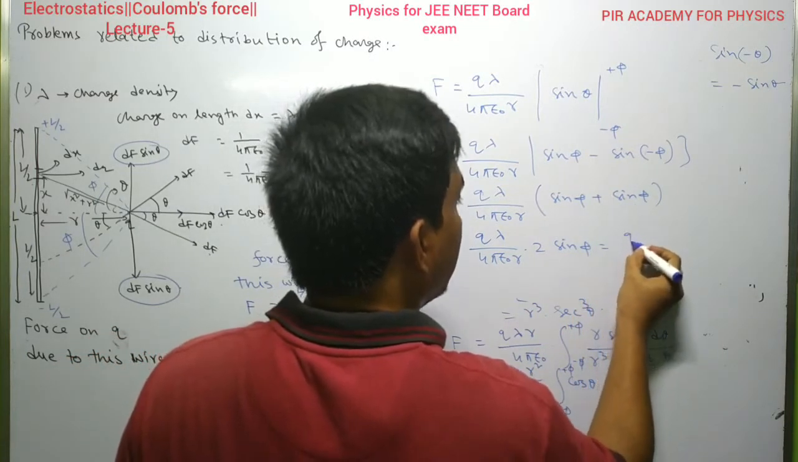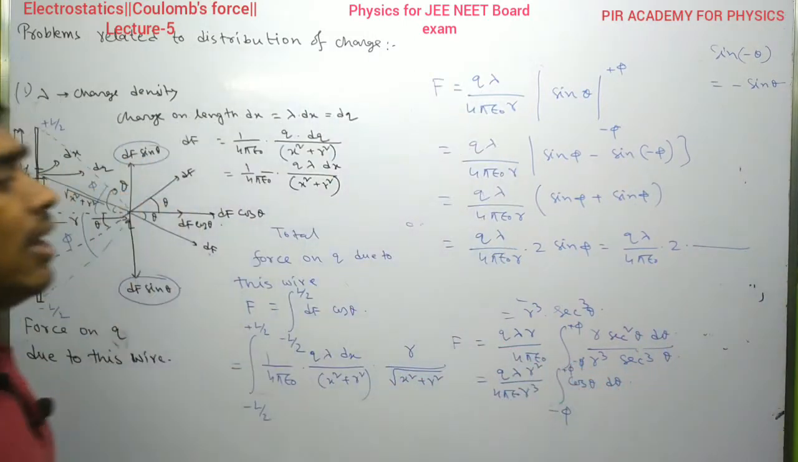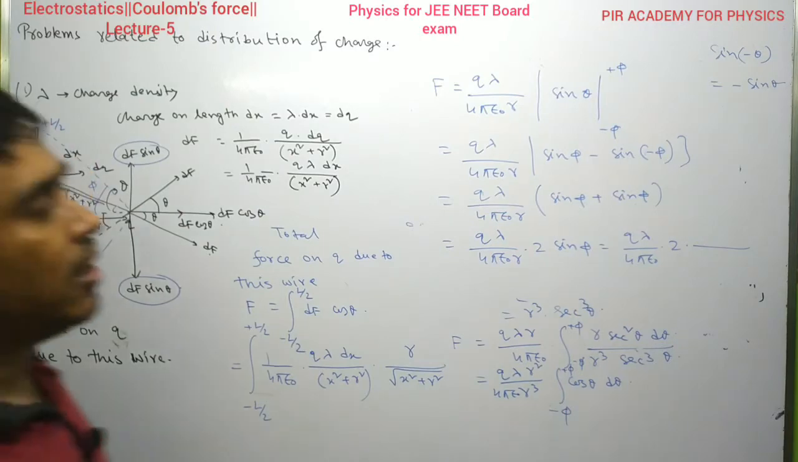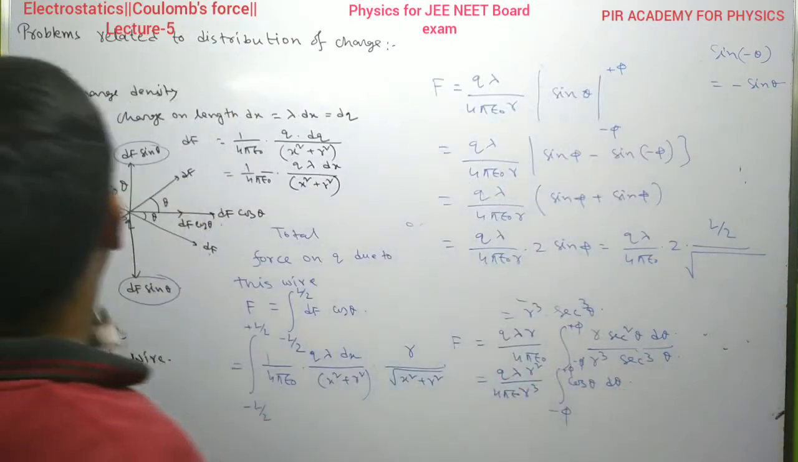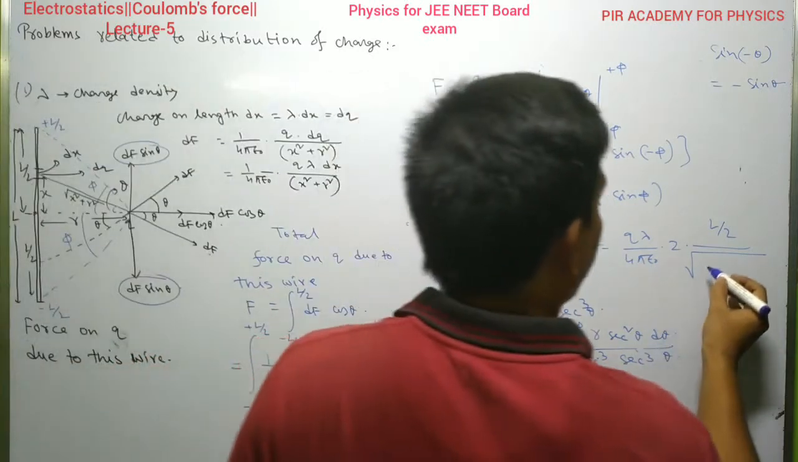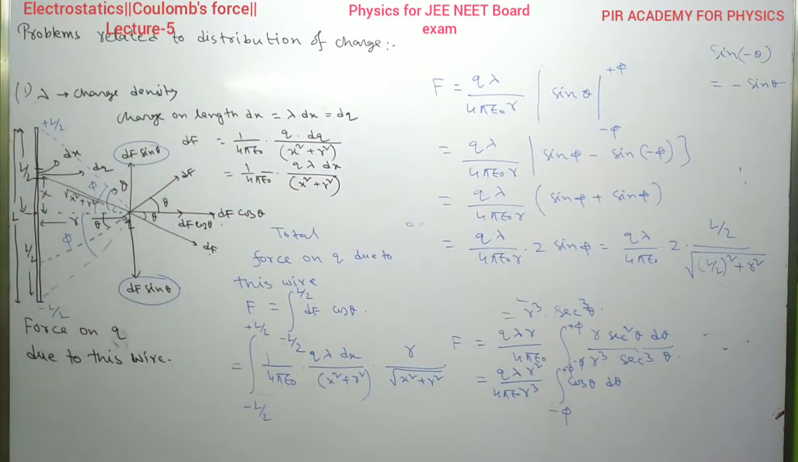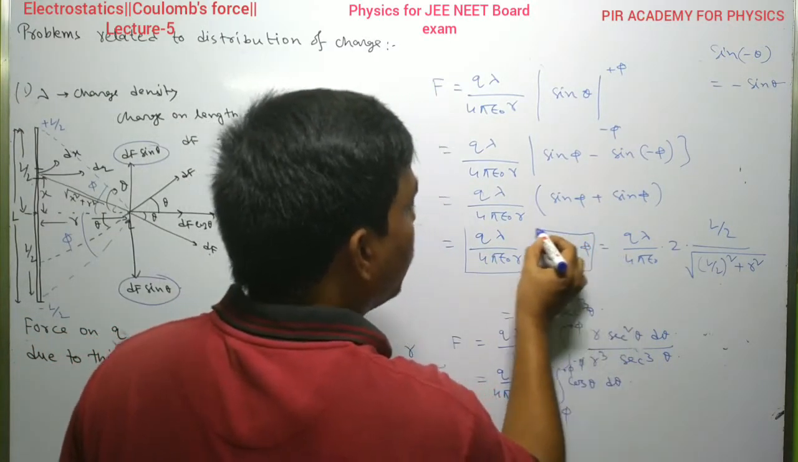If I take Q lambda by 4 pi epsilon naught, here is 2. What is sin phi? Sin phi is L by 2 divided by the root of L by 2 whole square plus R square. This is the total force on charge Q. This is number 1. So this is the formula, and using this formula you can calculate.